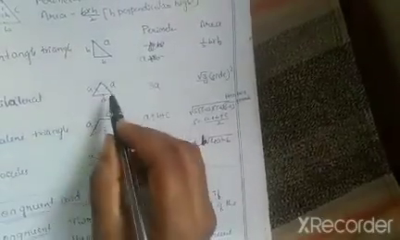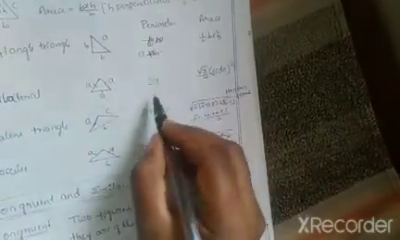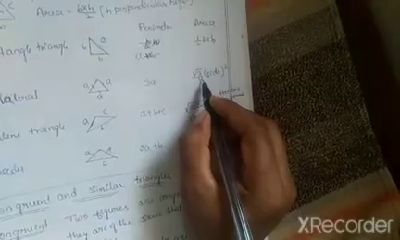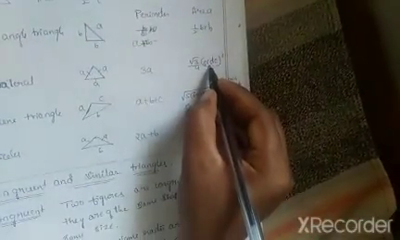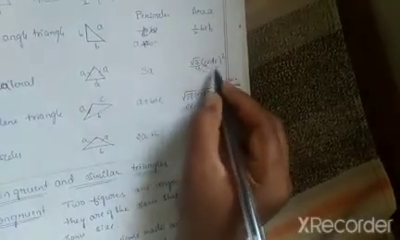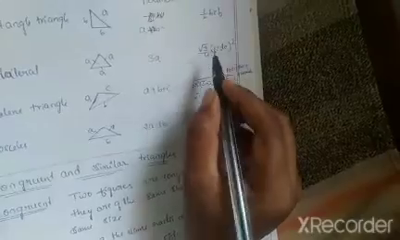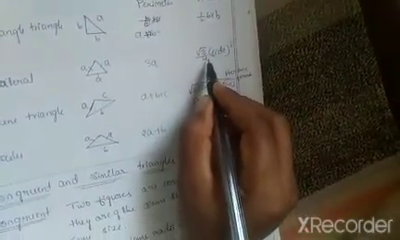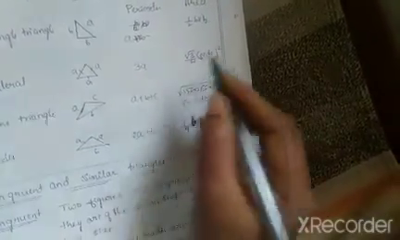Equilateral: suppose they give an equilateral triangle, meaning all sides are equal. We can easily write perimeter as 3A, three times A. Area is root 3 by 4 side square. We can derive this formula by drawing one perpendicular line, but that is not important for GPSTR. So you should remember the formula: root 3 by 4 side square.